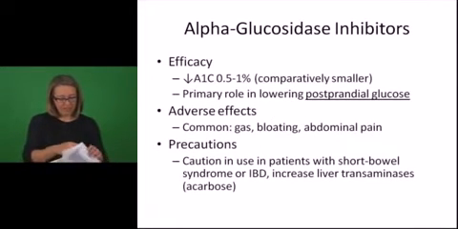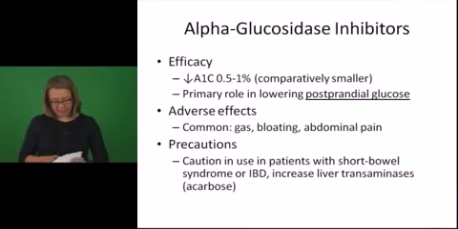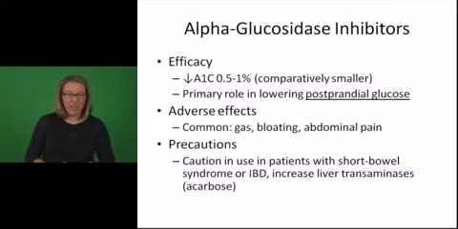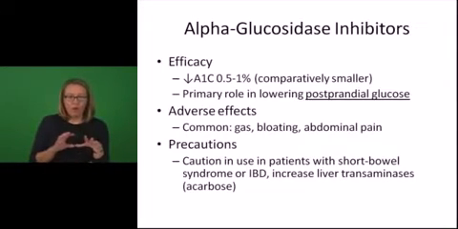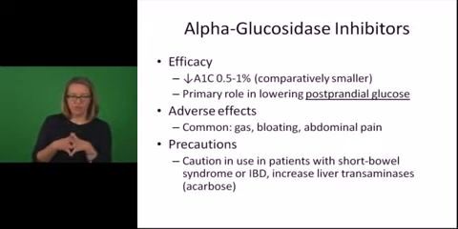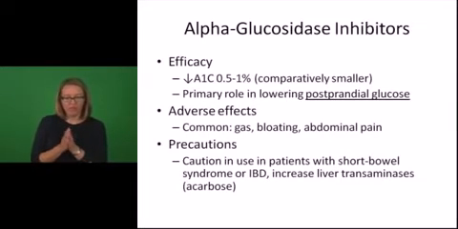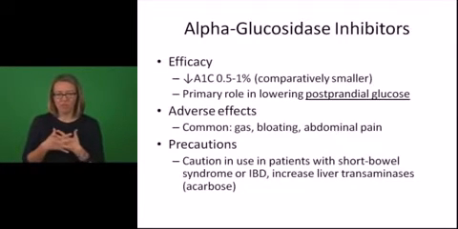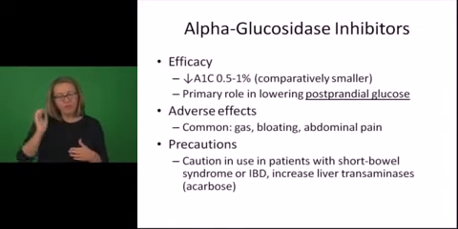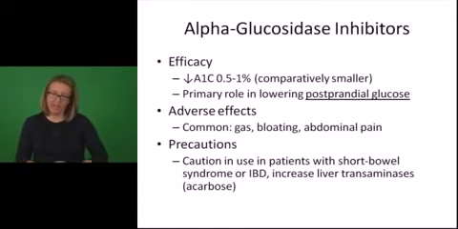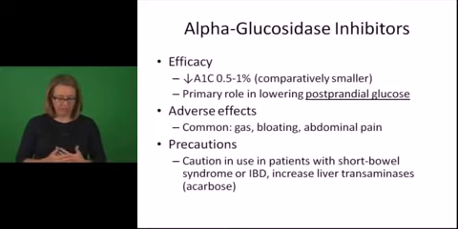Its efficacy of A1C lowering is relatively smaller, like the DPP-4s, lowering A1C by 0.5 to 1%. The primary role of alpha-glucosidase inhibitors is for patients who have a relatively high postprandial glucose. So if your patients are checking their blood sugars 1 to 2 hours after a meal and the blood glucose level is greater than 180, that might be a particular niche for this drug class.